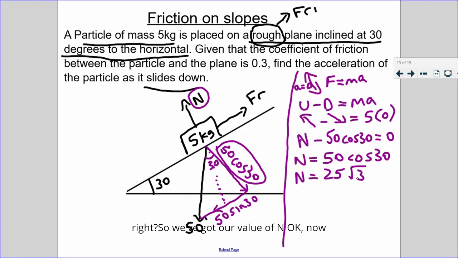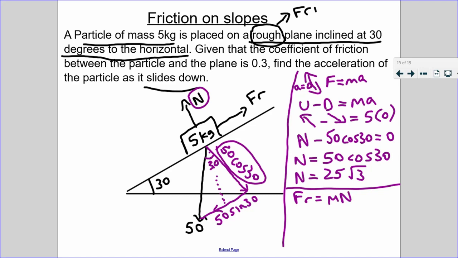Right, so we've got our value of n. Now, before I move to the other direction, we know the formula for friction, which is mu times n. Now let's substitute that. So 0.3 from the question times the value we just found, which was 25 root 3. That gives you 12.99.